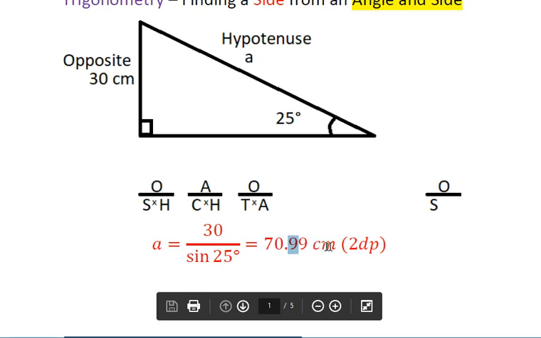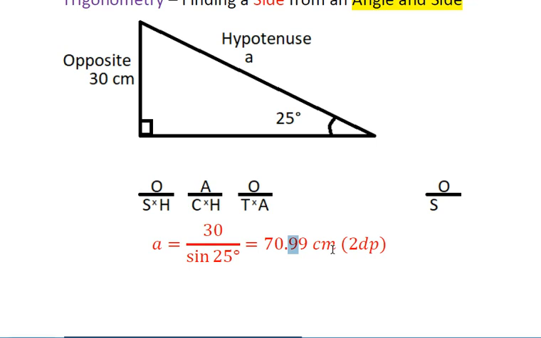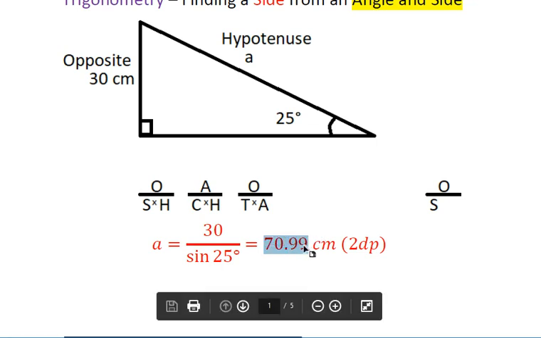71.0 centimeters. Don't just write down 71, by the way, just to indicate that you have in fact rounded and it's still accurate to 1 dp. You should have a 0.0 on the end there, so it would be 71.0, or you can do what I've done here, 70.99 centimeters.